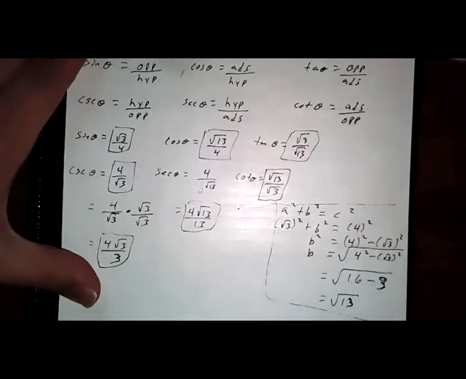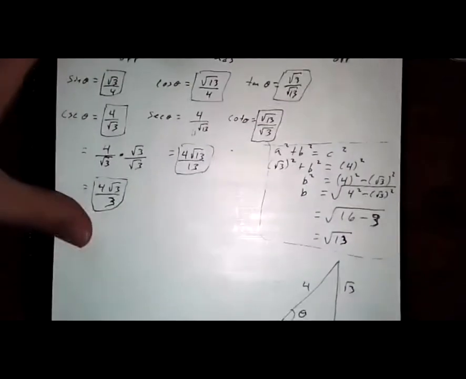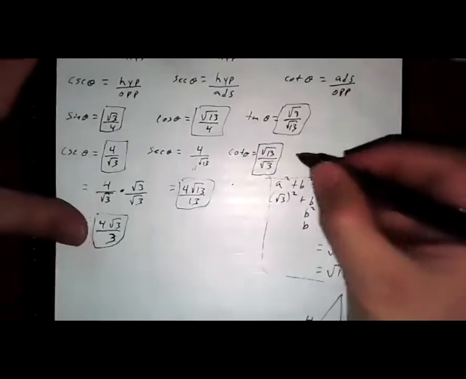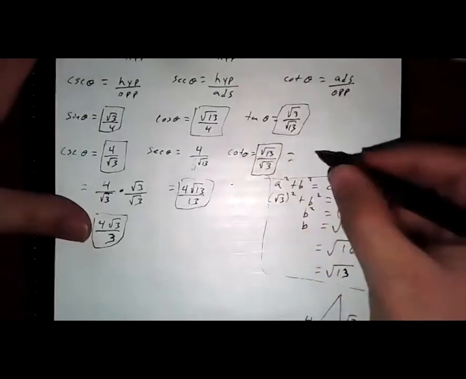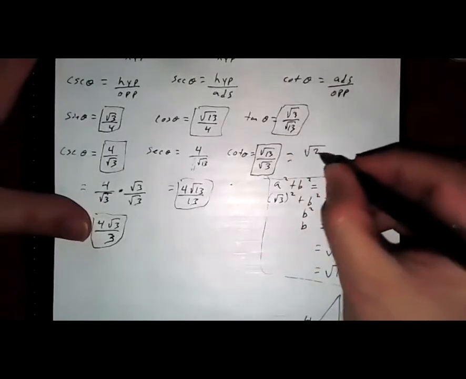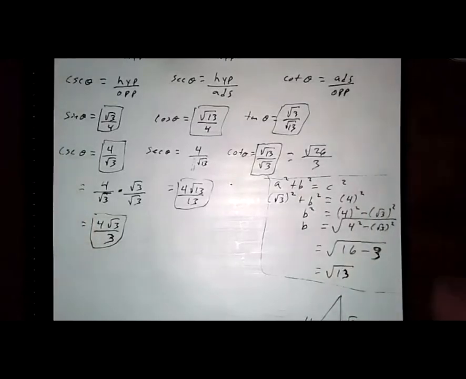All right, so we had an opposite of root 3, hypotenuse of 4, adjacent side of root 13. Okay. Yeah, if we rationalize this, this would become square root 26 over 3. I skipped the rationalization step.